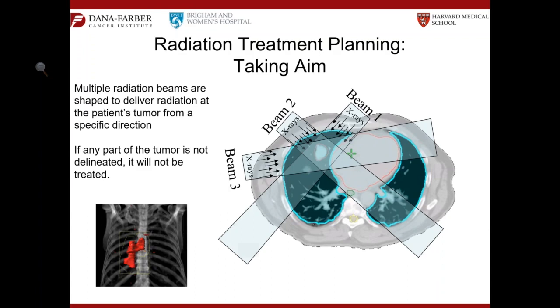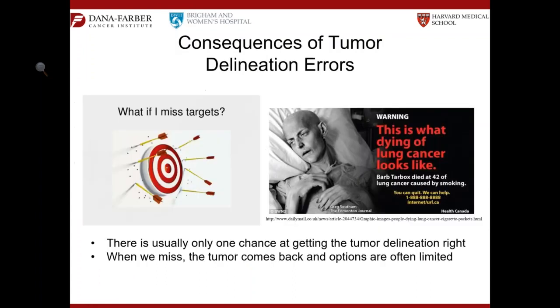But if any part of the tumor is not delineated, so if, from this example here, there's a piece of the tumor out here, if it's not delineated, we don't treat it. We don't deliver radiation to that area, and that region of the cancer will continue to grow because no treatment has been delivered to it.